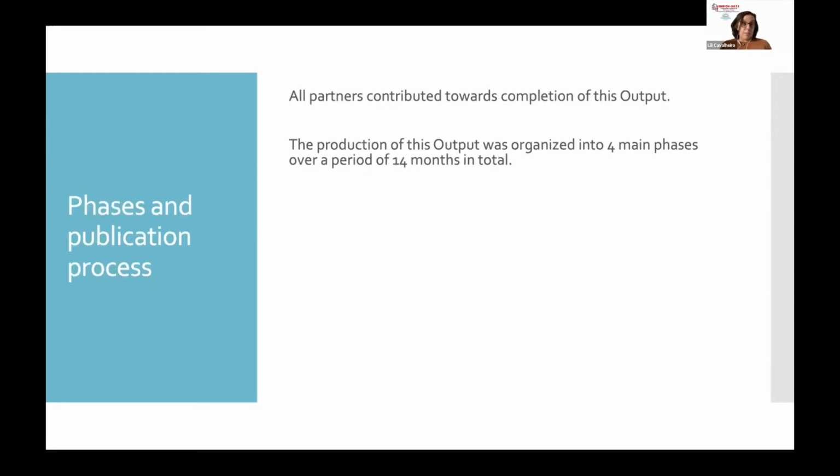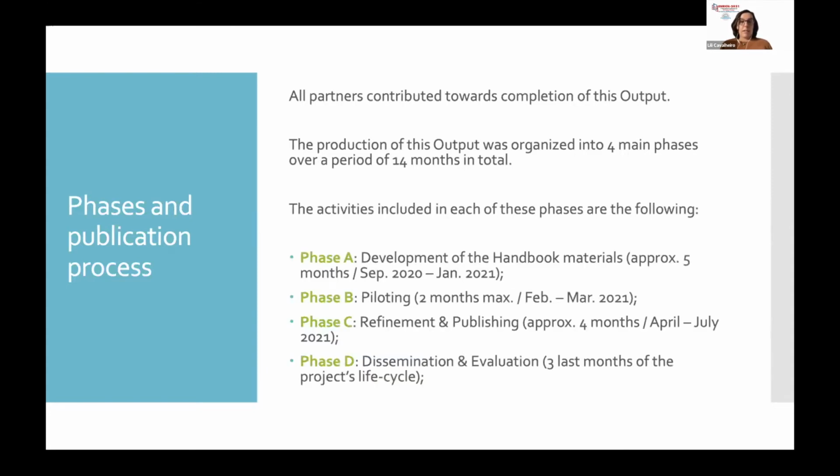One of the things that is important to mention above all is that even though the editors of the handbook were the Lisbon team, all the partners were involved in the completion of this output, all the partners in all the universities in all the countries. And if we take a look at the production of this output, it was organized into 4 main phases over a period of 14 months in total. And the activities included in each of these phases are the following.